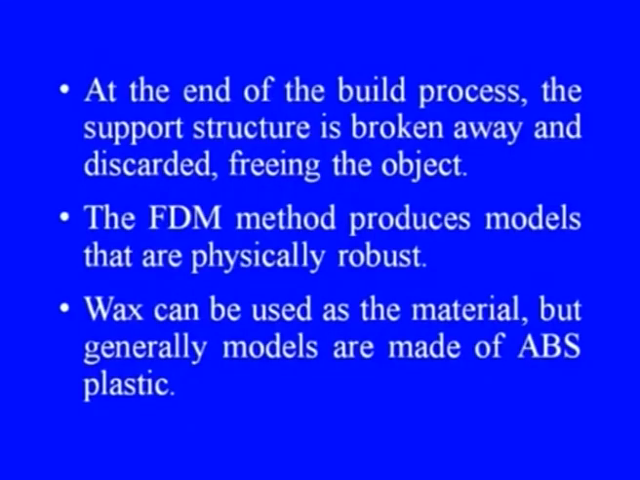So, here this is the support nozzle which has got a different color, so that we can easily distinguish which one is the actual model fiber and which one is delivering the support material. At the end of the build process, the support structure is broken away and discarded, freeing the object. The FDM method produces models that are physically robust. Wax can be used as the material, but generally models are made of ABS plastic.